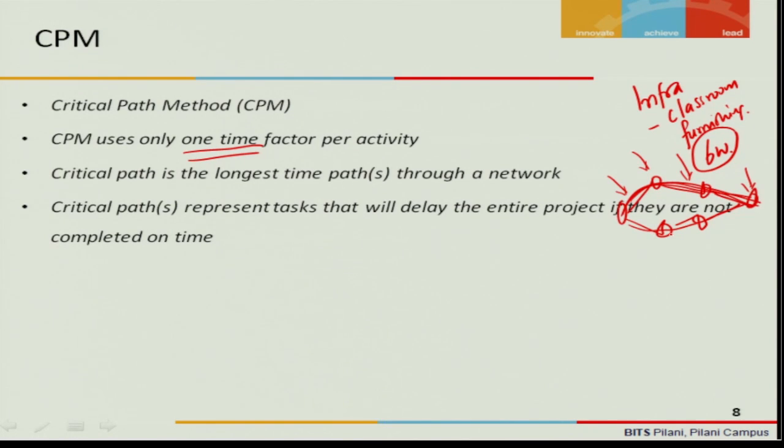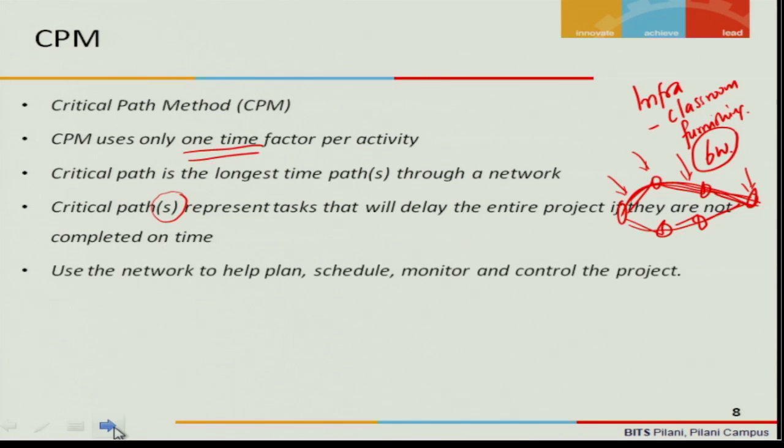If you don't really review the other path over a period of time, that will also get critical, because if there is a delay which goes beyond its buffer, then this can also become a critical path. And that is the reason why you say that a project can have more than one critical path. And a critical path can change in between as well if there is a delay. Okay. Use the network to plan, schedule, monitor, and control the project. Once you know that this is the critical path, you can plan it appropriately, schedule them appropriately, monitor them, and control them.